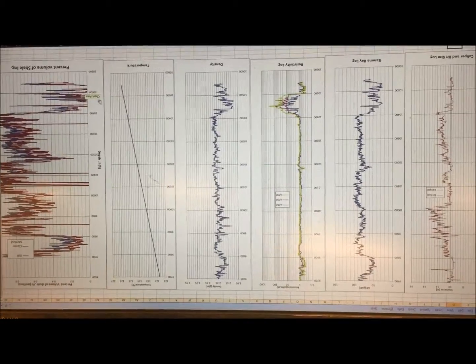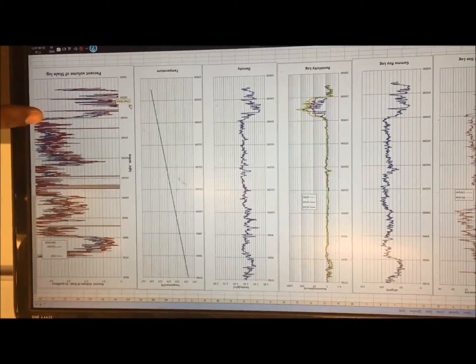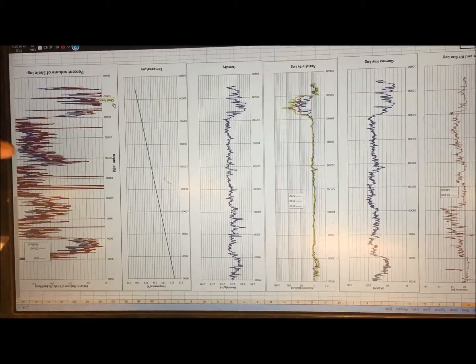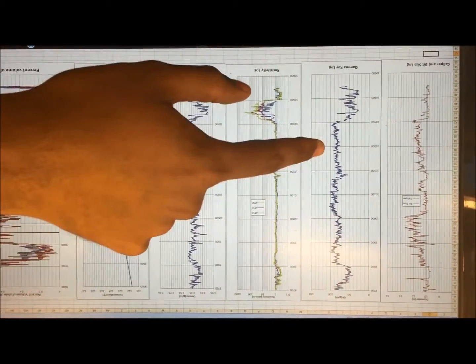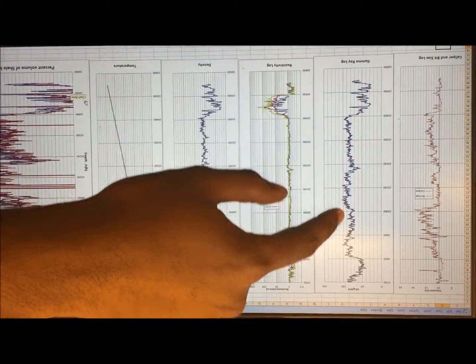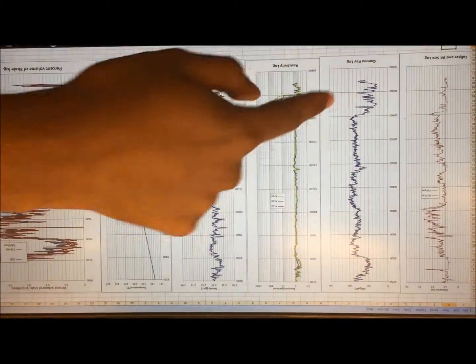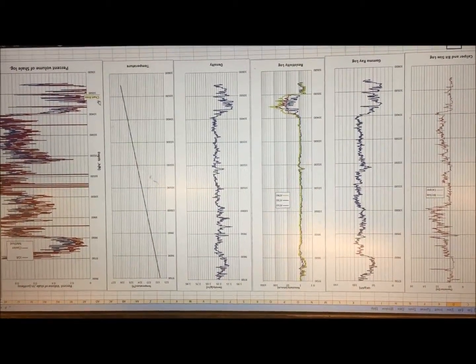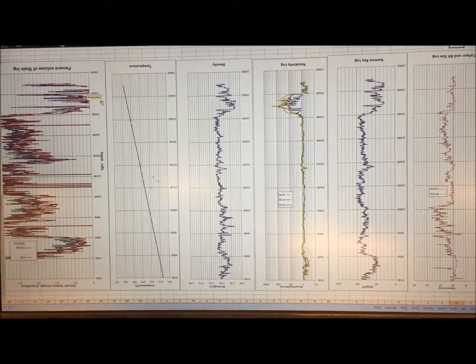Now, this is evident especially right here, where we see a region of high volume of shale. But when we move over to our gamma ray log, we can see that the gamma ray value is relatively high as compared to the one that you can see right over there. So, that's one reason. Another possible reason is the presence of uranium.